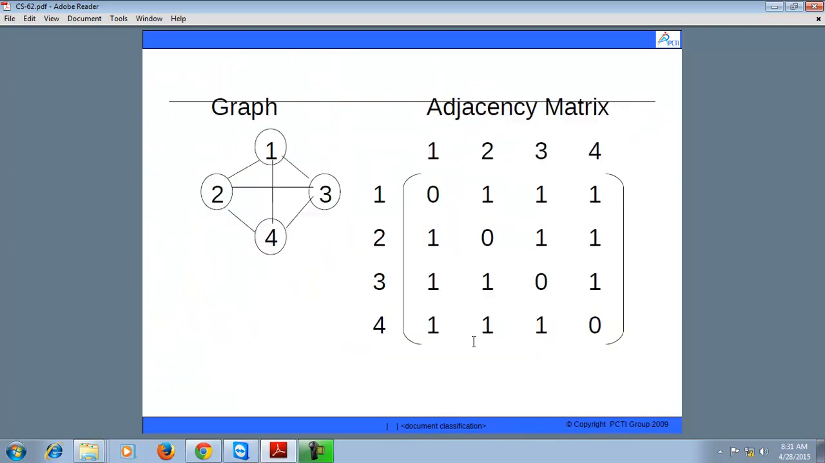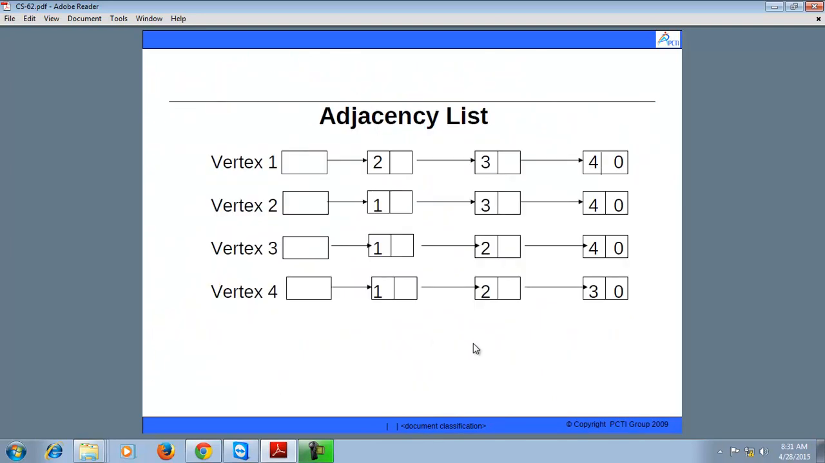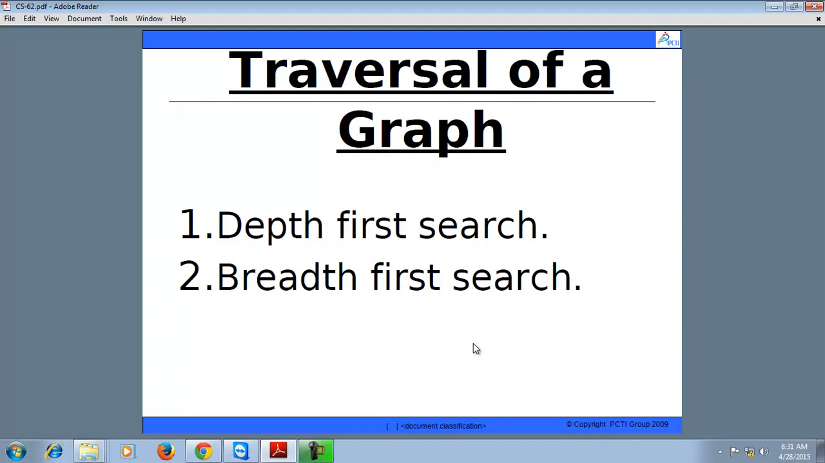Now, in today's session, we will discuss traversal of a graph. There are basically two traversing techniques in a graph, that is DFS, depth first search, and breadth first search.